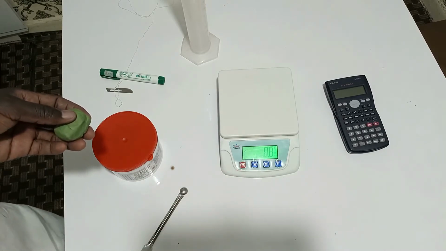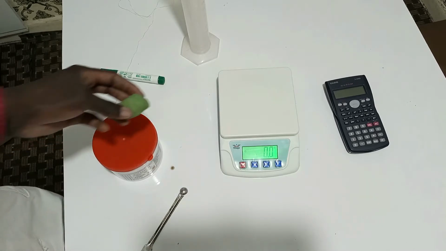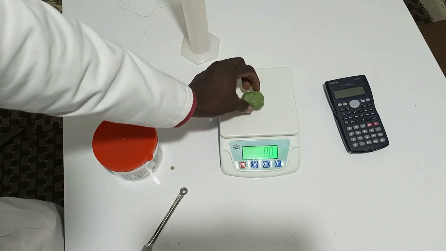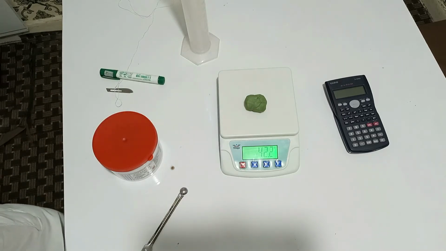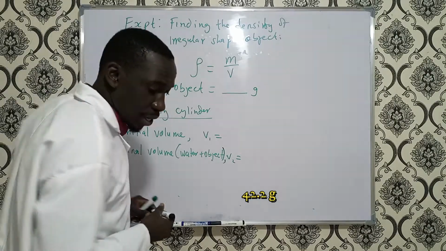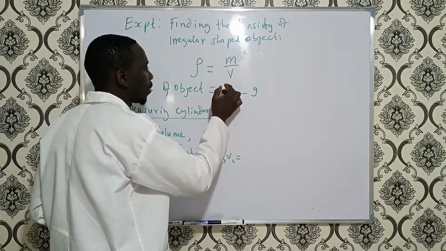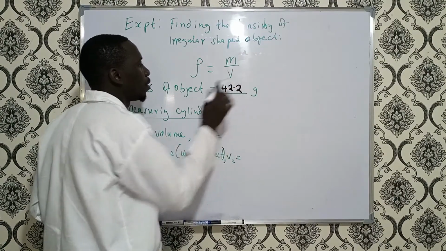Now I'll put it on the balance, and as you can see, there is no zero error, so it is already tared. When I put it there, that is the mass, 42.2 grams. So the mass of our object is 42.2 grams.